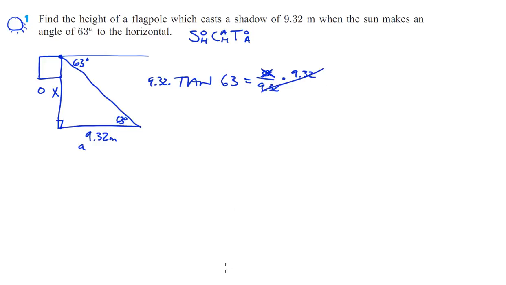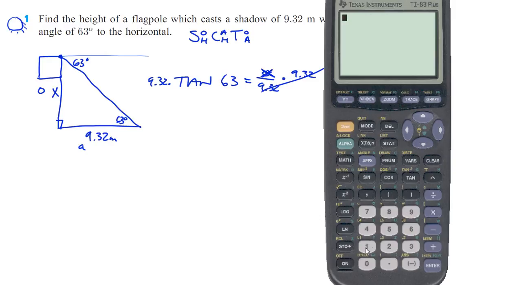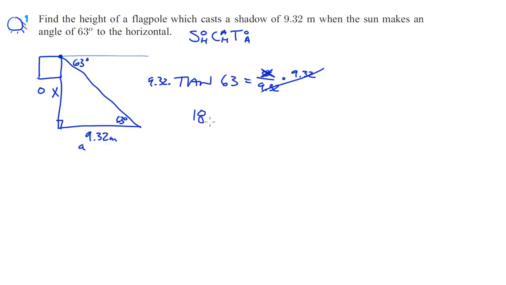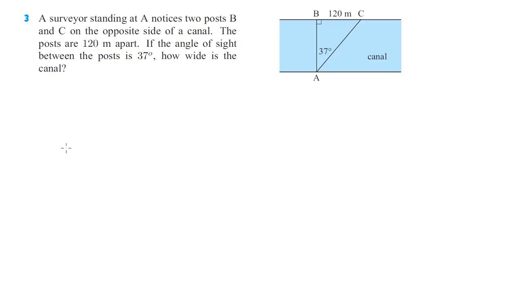So on our calculator, we're going to want to do 9.32 tangent of 63, which gives us 18.29. It doesn't specify where to round off to, so I'm just going to go 18.3. So we get 18.3 meters tall for our flagpole. Okay, moving on to the next one.